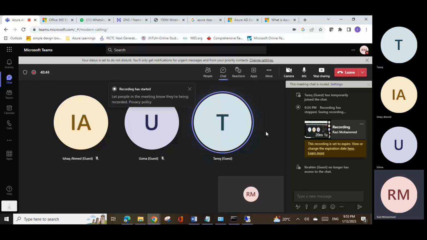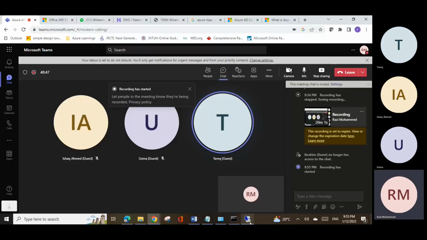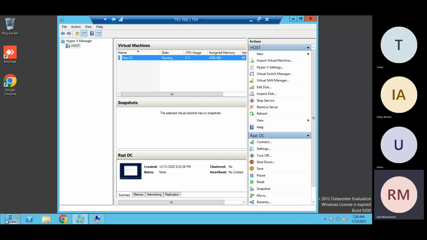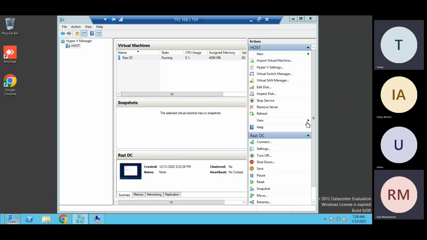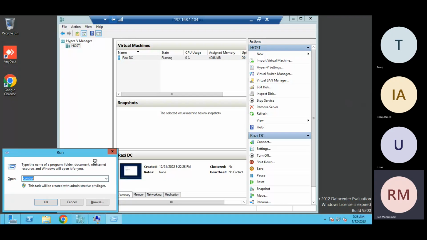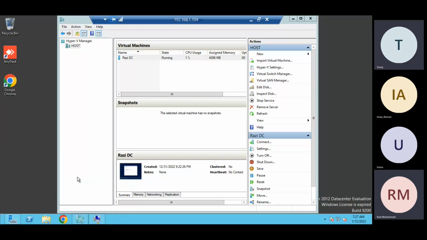So what are services? Services on a computer. Let's say this computer is a server, running ADDS and all, a domain controller and all. If we go to services.msc, it will open all the services running on this computer.